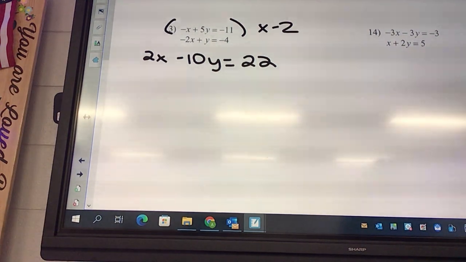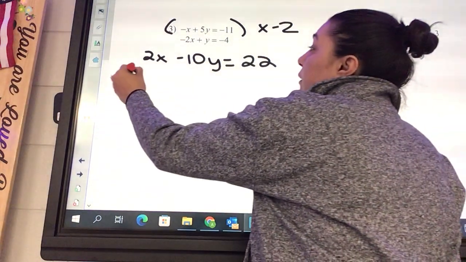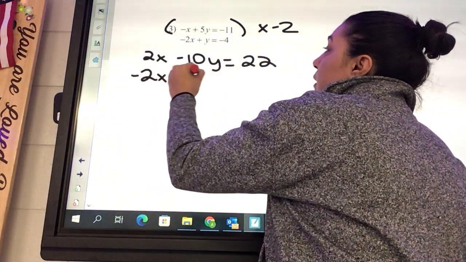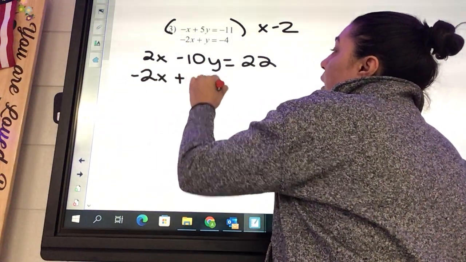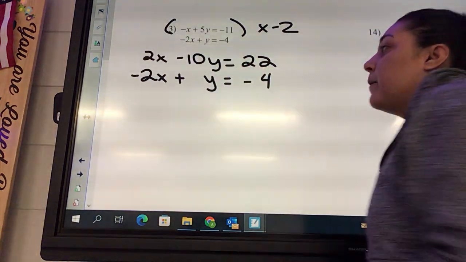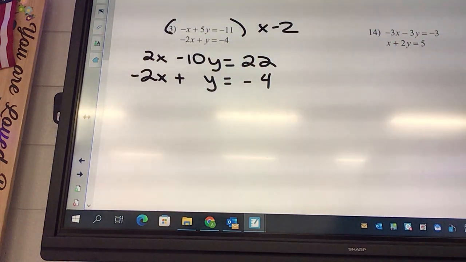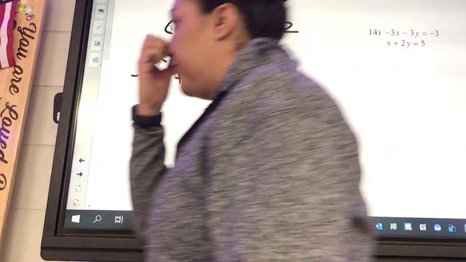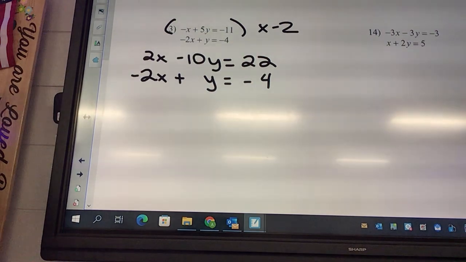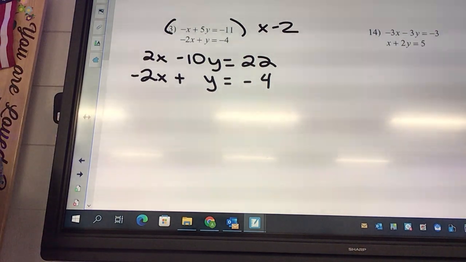Have we changed anything with the other equation? No. Okay, so write that one down. -2x plus y equals -4. Okay, now re-ask yourself. Do you have 2 with the same number? Yeah, the x's. Do they have same signs or different signs? Different signs. So that means we add them.